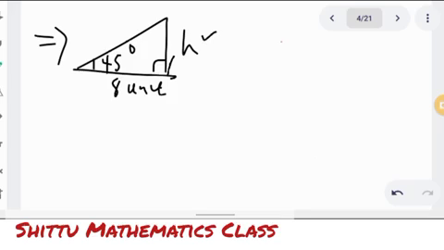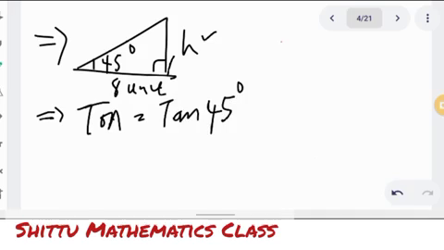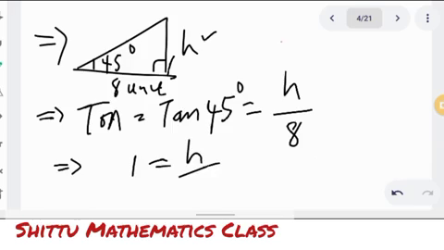So now, to get the value of the height, I told you that we are going to use TOA. That is tangent. So tan 45 degrees is equal to the opposite, which is the side that is facing 45 degrees, that is h, over 8 units, which is our adjacent. So it's got to be 8. Now, if you look at this very well, tan 45 degrees is the same thing as 1. When you press your calculator, we have h over 8.